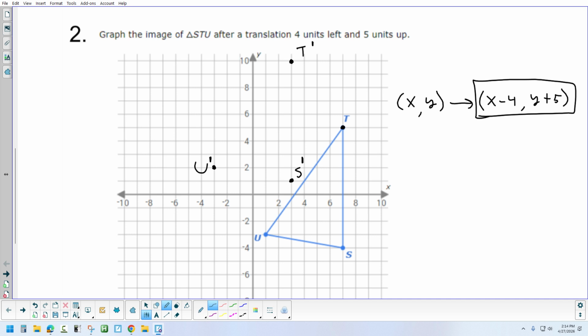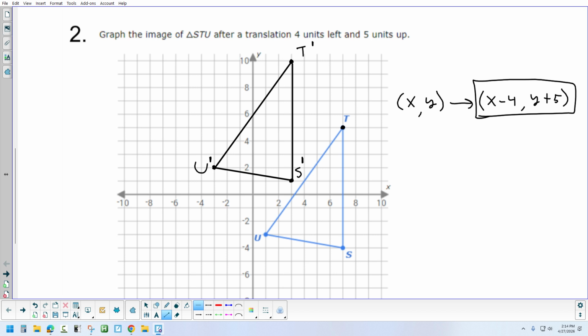Okay, we got all our dots. What's the last thing we have to do? Yep, perfect, connect them. So let's connect them. Draw our lines. And there you go. So that's a translation, 4 units left, 5 units up.